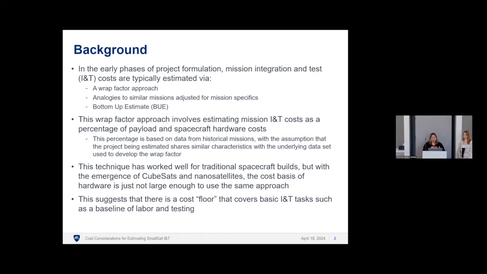So that technique worked great for traditional builds, but with the CubeSats, the underlying cost basis was just not large enough to generate a high enough INT cost using that approach. This suggests that there is a floor to INT costs. So there's a bare minimum of how much INT will cost as a baseline, for just the labor and testing you have to do to get started.